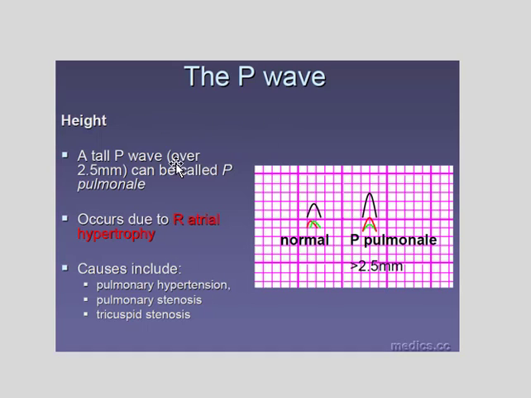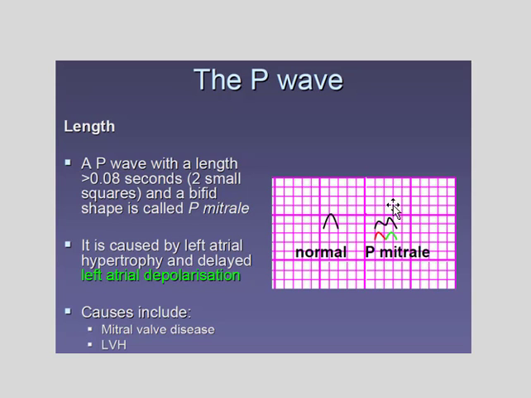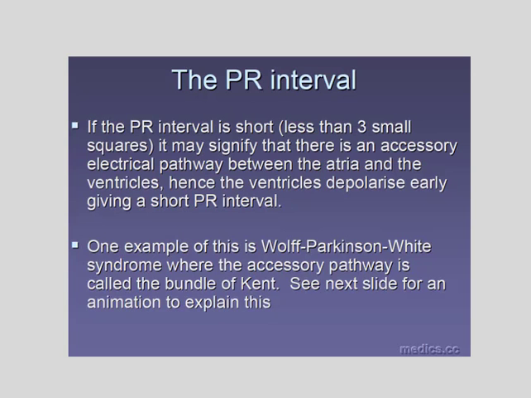Remember to analyze your P waves for atrial hypertrophy. You know about the P pulmonale. A tall P wave more than 2.5 millimeters is called P pulmonale, and it's associated with right atrial enlargement or hypertrophy. P mitrale, left atrial enlargement or hypertrophy, and it is generally a bifid wave indicating mitral disease, hence the name P mitrale. The PR interval, remember, if it's short, it can signify an accessory pathway between the atria and the ventricles. And one example of this is Wolff-Parkinson-White.